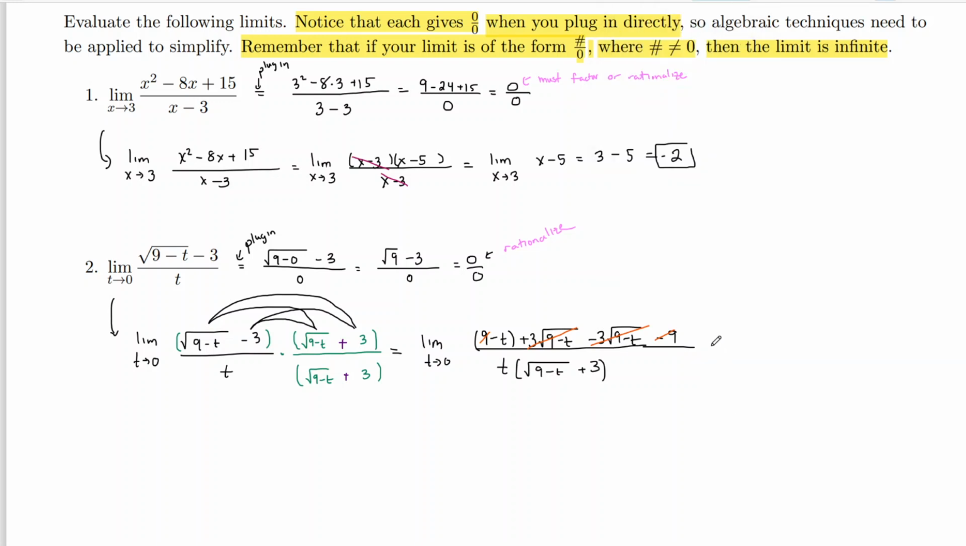Now I'm just canceling. I still haven't plugged in anything. We're doing the limit as t goes to 0, but all that's left on the top is just negative t. Everything else went away except this negative t. And on the bottom, we got t times the square root of 9 minus t plus 3.